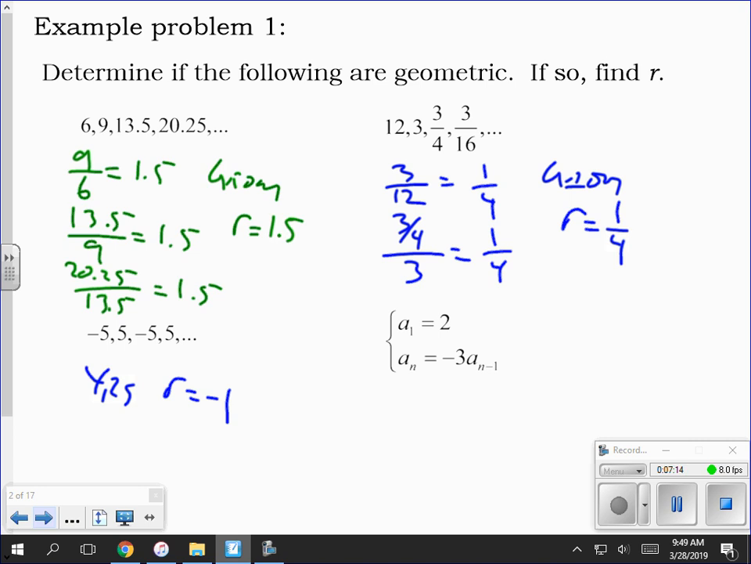This is a recursive formula, not explicit. So I start with 2 as my first term. How do I find the next term? What do I do to 2 to find the next term? I multiply by -3. How do I find the next term? Multiply by -3. How do I find the next term? Multiply by -3. I am multiplying by -3 each time. This is geometric, yes. And R equals -3. If I have to take the number I have and multiply it by the same thing each time, that means I have a geometric one, and that thing I'm multiplying by is my R. Okay?